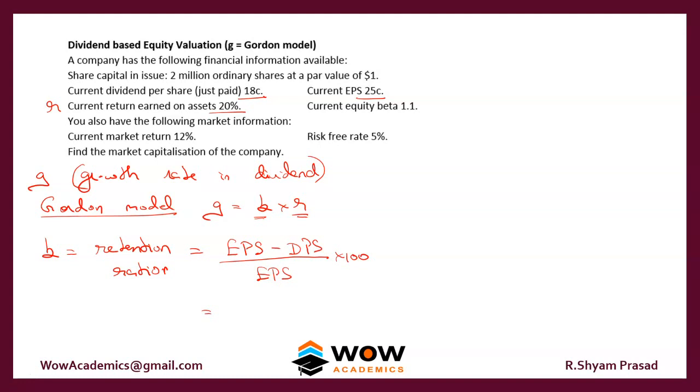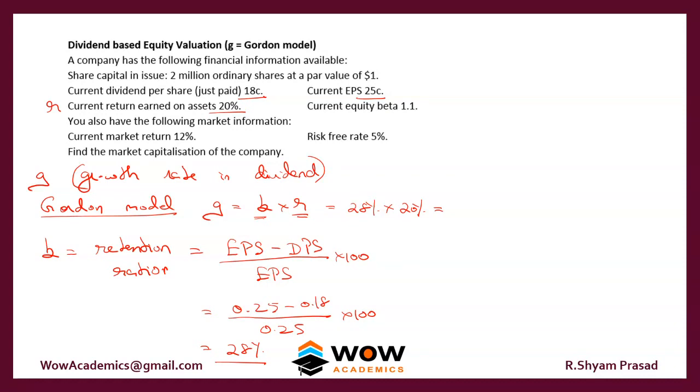So EPS is 25 cents. And DPS is 18 cents. The answer comes to 28%. So now we'll find out the B into R. So the B comes to 28% and the R comes to 20%. So we'll get the G here.